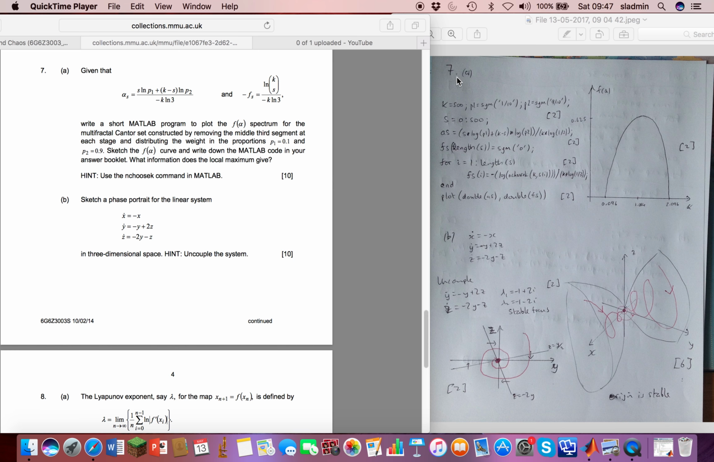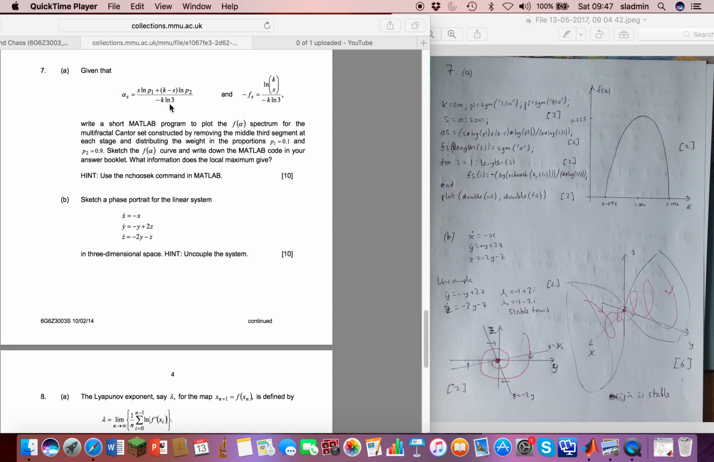So for 7 part A, if you look in the notes, I've given you a MATLAB program. Here is the MATLAB program written in by hand, and this is what you would have to write in your answer booklet. So you have to write the MATLAB code in your answer book. So we put K is 500, P1 is 0.1, which is 1/10, and P2 is 0.9. S goes from 0 to 500, so that's from this formula here.